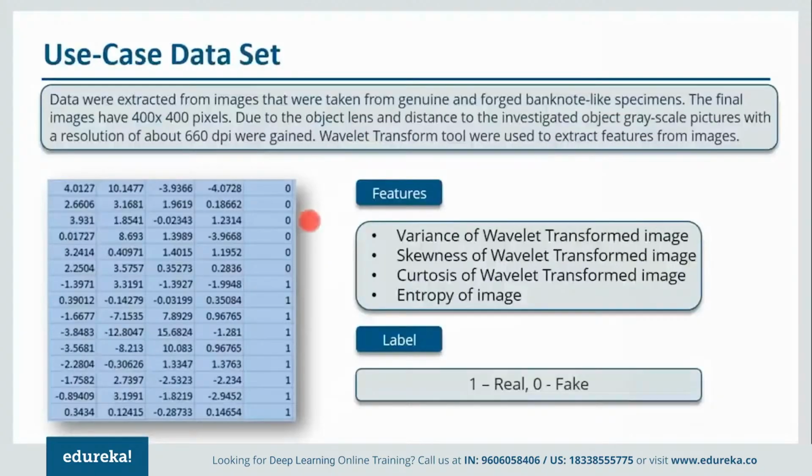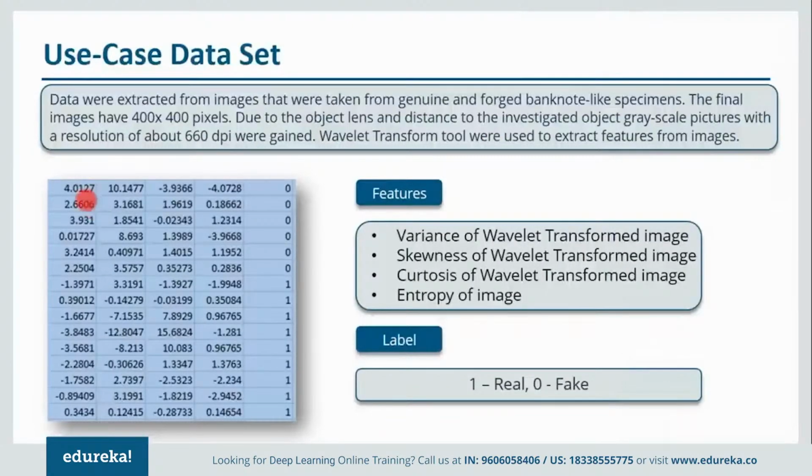So over here I've taken a screenshot of the data set with a few of the rows. In it, data were extracted from images that were taken from genuine and forged banknote-like specimens. After that, wavelet transform tools were used to extract features from those images. And these are a few features that I'm highlighting with my cursor. And the final column, the last column, actually represents the label. So basically the label tells us to which class that pattern belongs, whether that pattern represents a fake note or a real note.